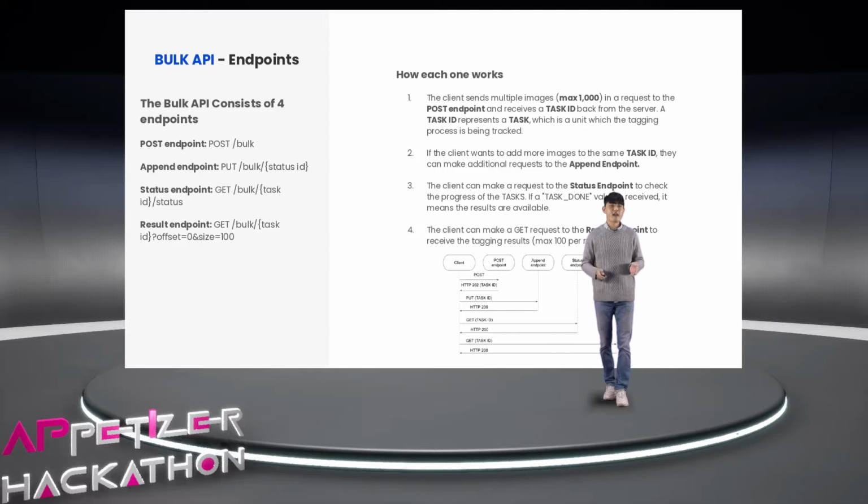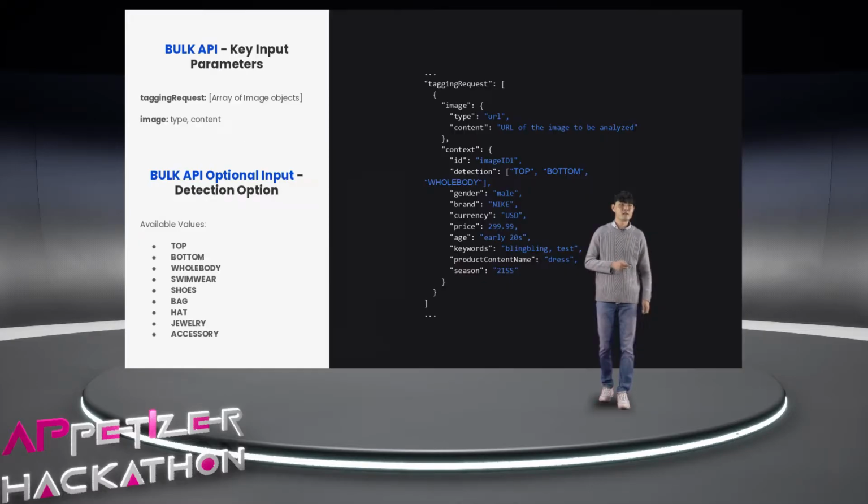If the client wants to add more images to the same task ID, they can make additional requests to the append endpoint. And also they can use the status endpoint to check the progress of the tasks. When a task done value is received from it, it means the results are available. And finally, the client can make a GET request to the results endpoint to retrieve the data.